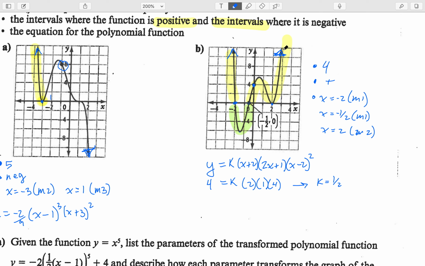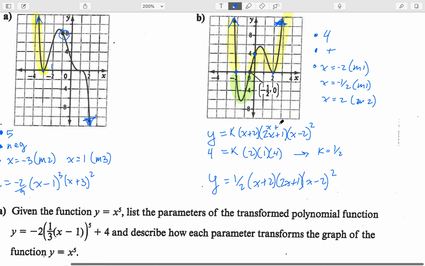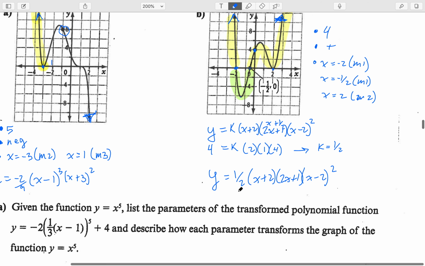Positive? Yes, positive, because it's going in the positive direction. So here we go. y is equal to 1/2 times (x plus 2)(2x plus 1)(x minus 2) squared. If I had used x plus 1/2 here, I think I probably would have got 1, right? But either way.